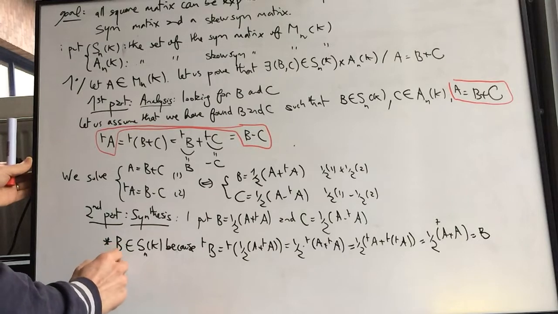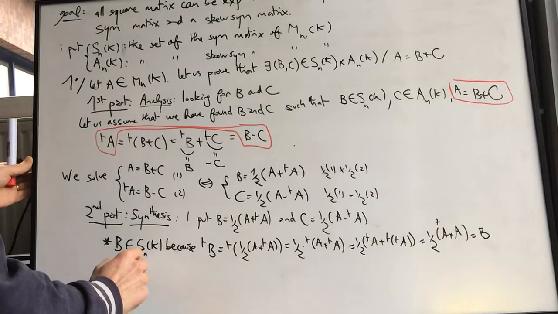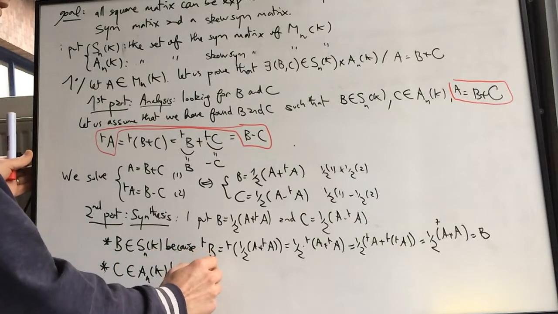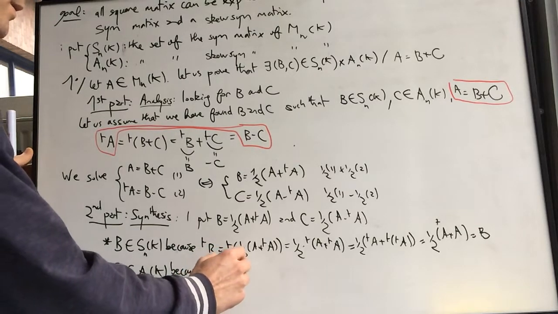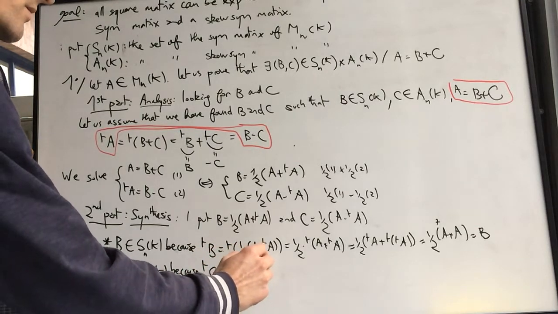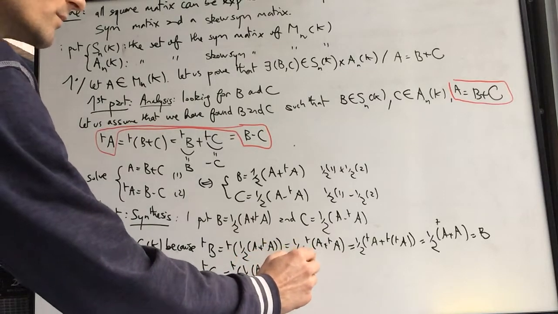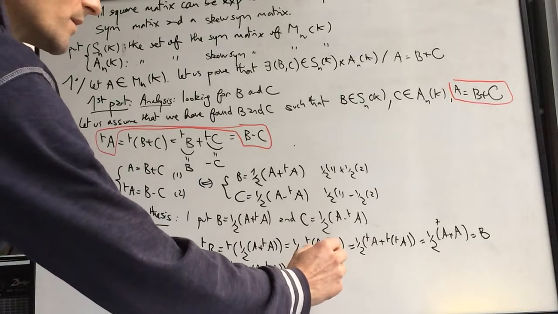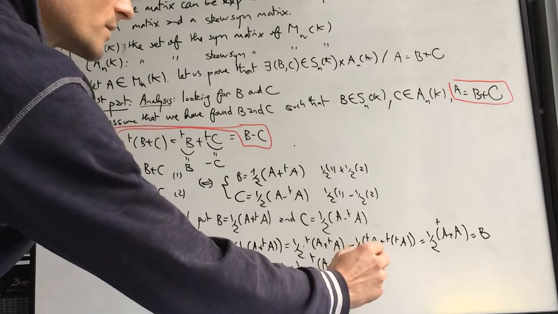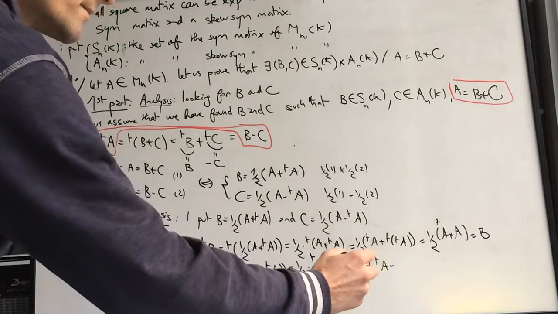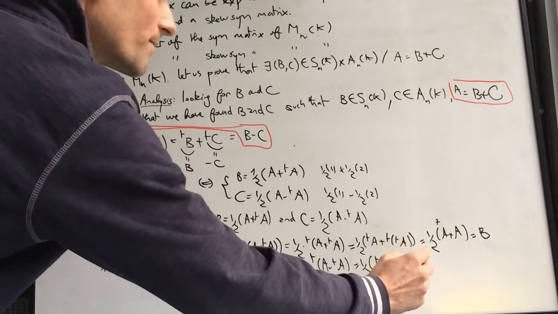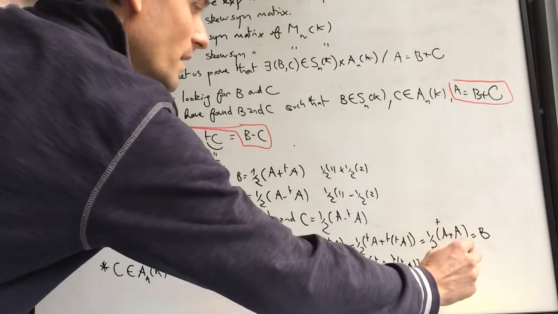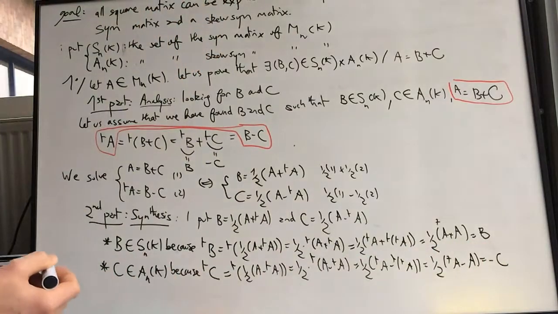We do the same with C. C belongs to A sub n of k, because we calculate the transpose of C is equal to transpose of 1 over 2 A minus transpose of A is equal to 1 over 2 multiplied by transpose of A minus transpose of A is equal to 1 over 2 transpose of A minus A is equal to minus C.